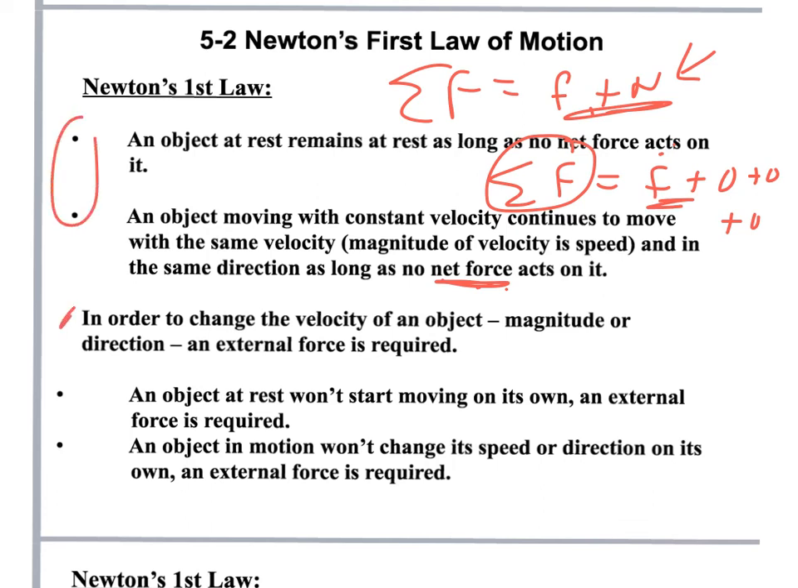Down here, in order to change the velocity of an object, whether you're changing the magnitude or the direction, you need some kind of external force to act on it. It's not going to change on its own. That's why it has to be an external force, a force external to the object. The object does not have the capability of changing its direction or speed. So an object at rest won't start moving on its own. We need that external force to make it move. And an object in motion is not going to change its speed or direction on its own either. An external force is required to do that.